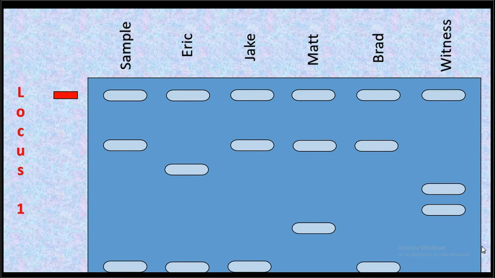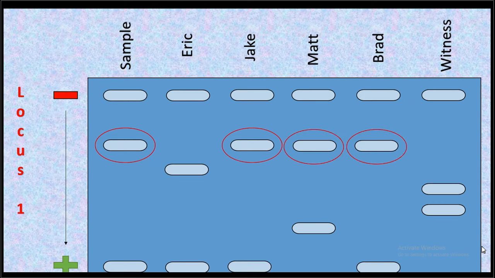and DNA is negatively charged, so in DNA electrophoresis it's going to go from the negative charge to the positive charge, and everything where the red circles are appearing is where the fragment is shared within the location. So Jake, Matt, and Brad all share the same location as the sample. And for the second location of the sample, Eric, Jake, and Brad all share the same location.